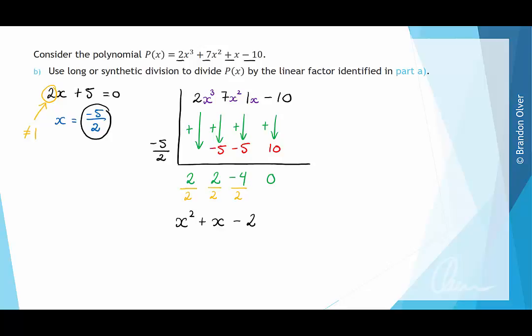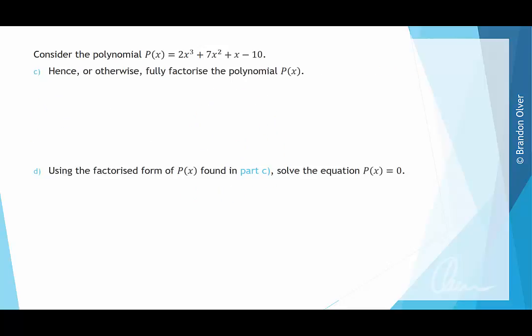So we have found that when we divide p of x by 2x plus 5, the quotient is x squared plus x minus 2. For part C, we want to fully factorize the polynomial p of x. So p of x can be written as the multiplication of the divisor, which was 2x plus 5, multiplied by the quotient that we found, which is x squared plus x minus 2. To fully factorize that polynomial, we now need to factorize the quadratic.